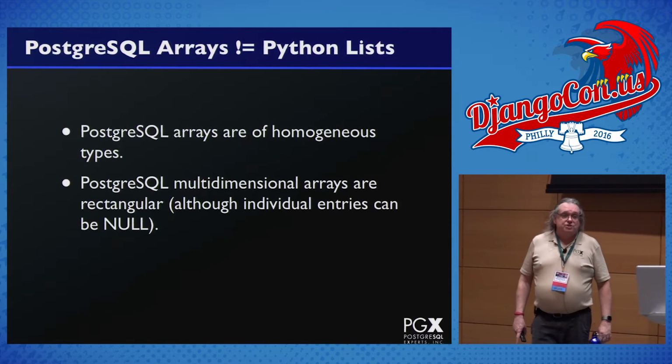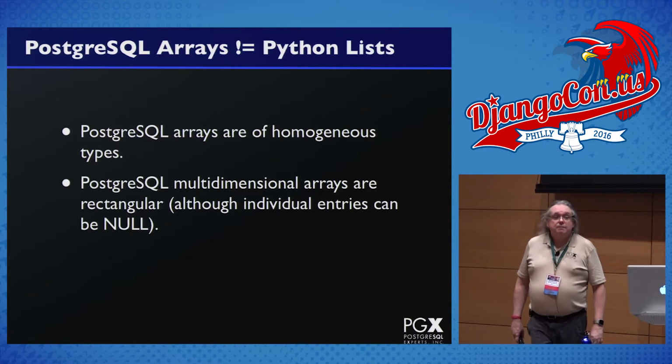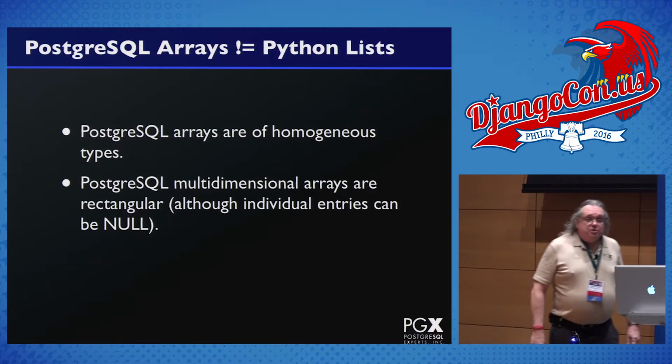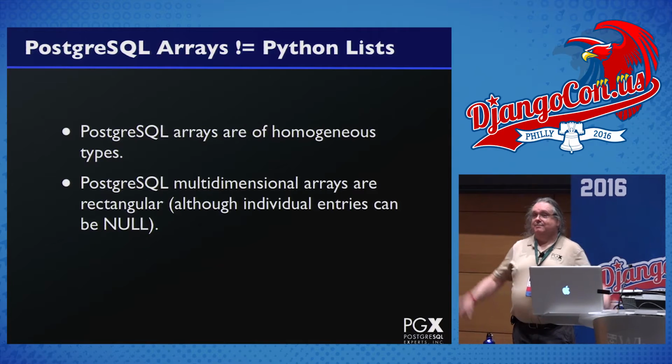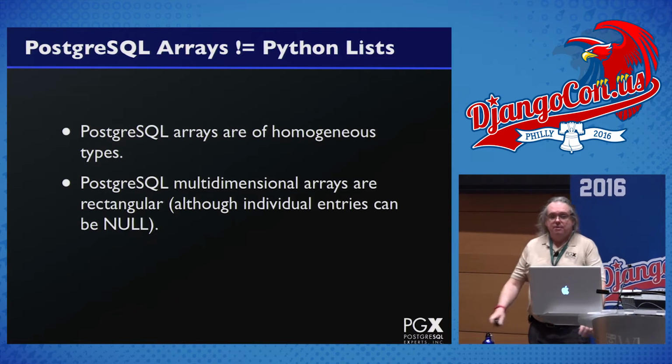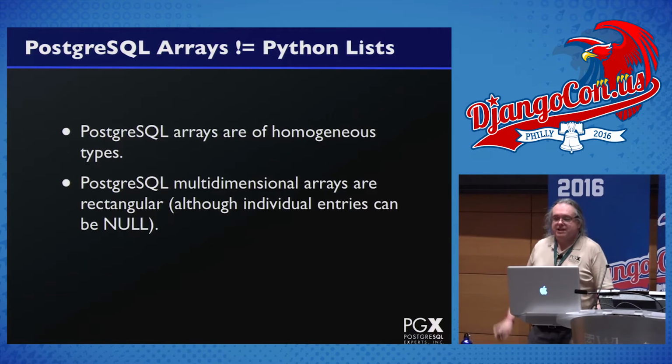PostgreSQL multi-dimensional arrays are rectangular. I realize most people in the world were not born before languages discarded this as a bad idea, but multi-dimensional arrays are rectangular. So it's 4 entries wide by 3 entries high. It's a grid. Individual entries can be null though, so you can kind of do ragged arrays that way.